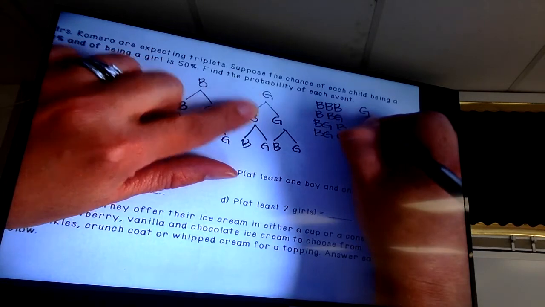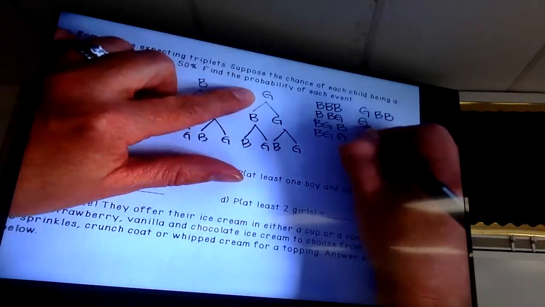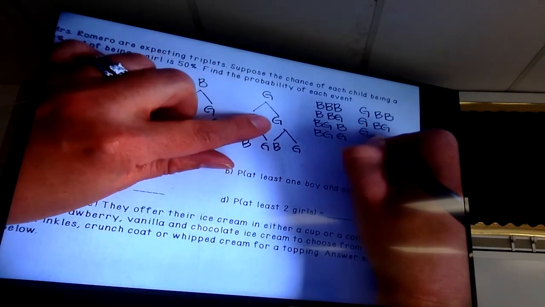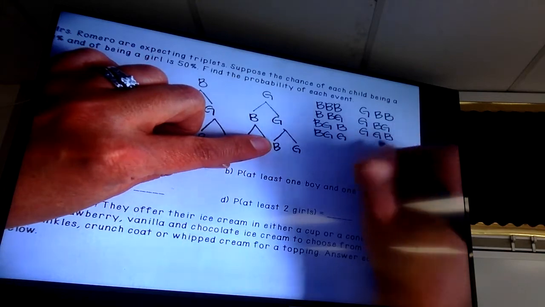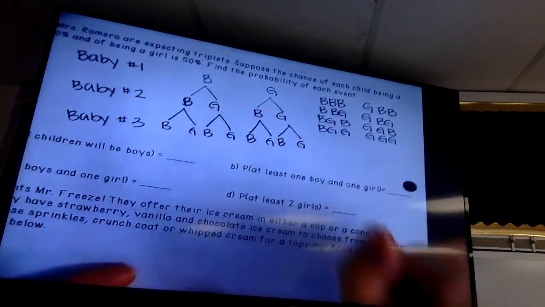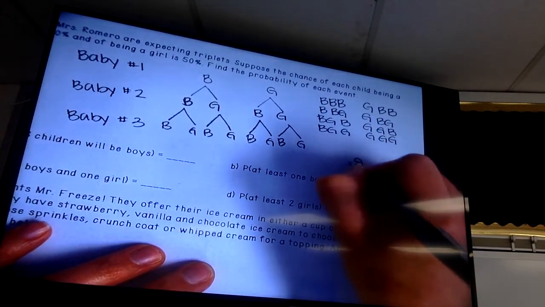We could have a girl, a boy, and a boy. They could have a girl and a girl. They could have a girl, and then a boy. Or a girl, and then another girl. So here's all of our possible outcomes listed out, and I see that there's 8 of them.